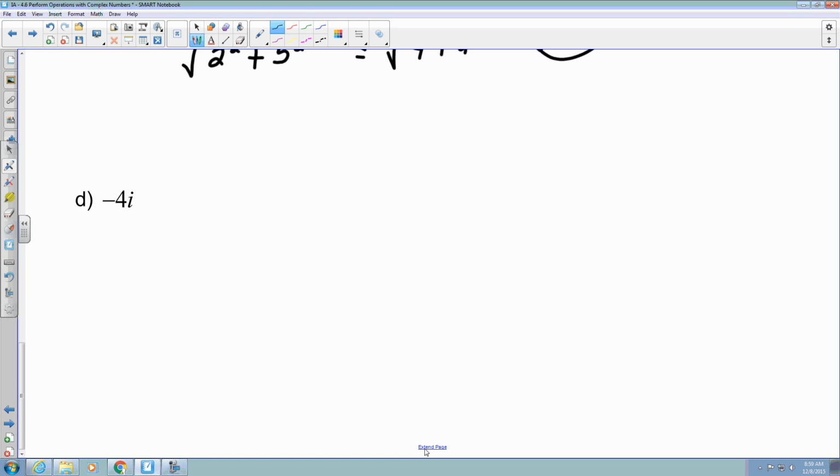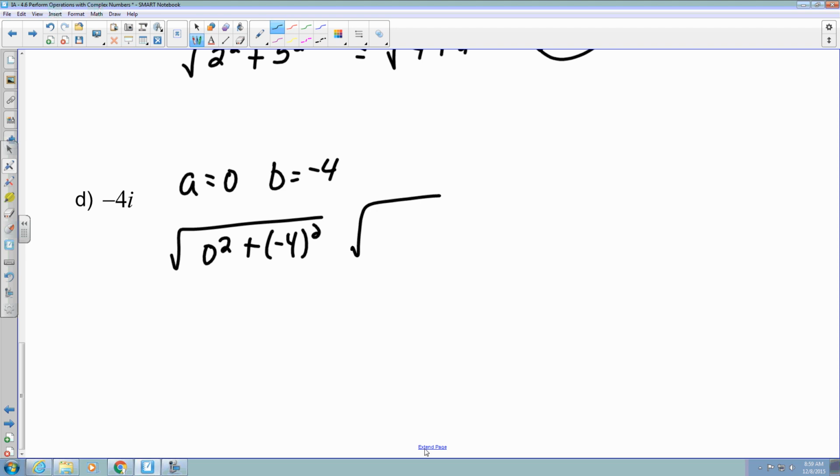And then finally, D is negative 4i, which means a is 0 and b is negative 4. So if you wanted to put a in there, you could say 0 squared plus negative 4 squared, which would be 0 plus 16, which would be the square root of 16, which then would just be 4. And that is being able to perform operations using complex numbers.